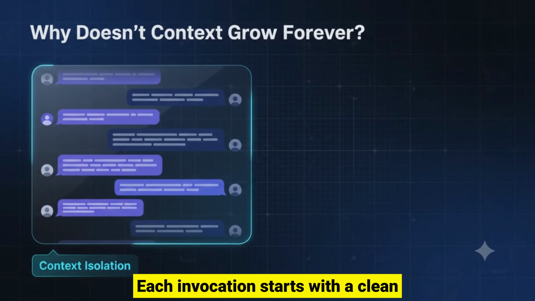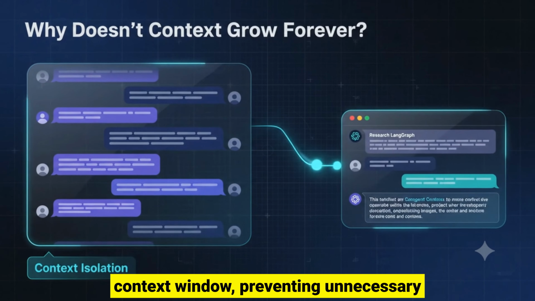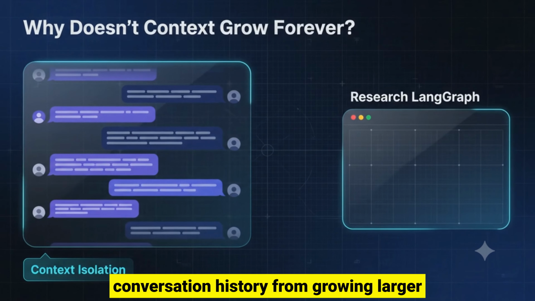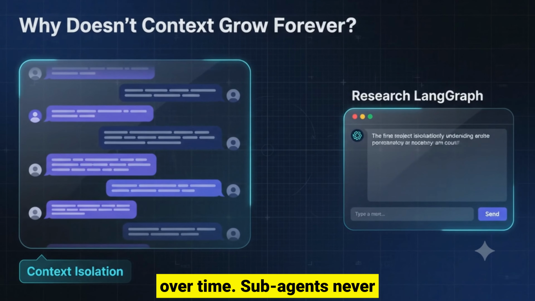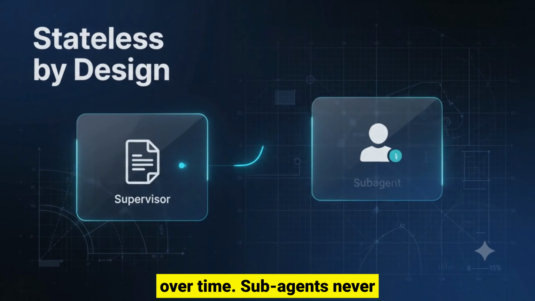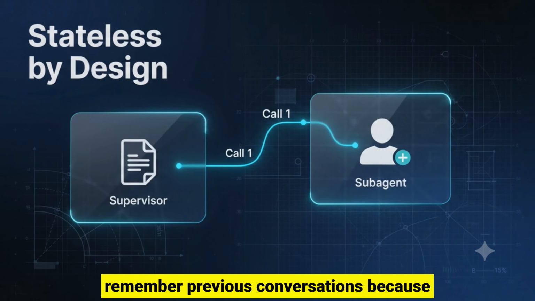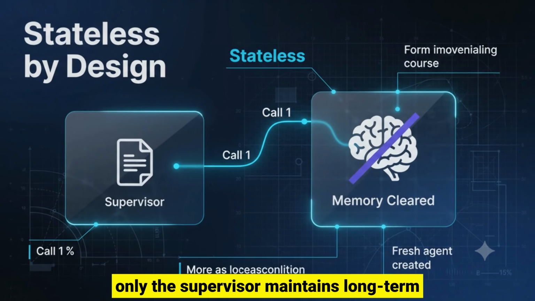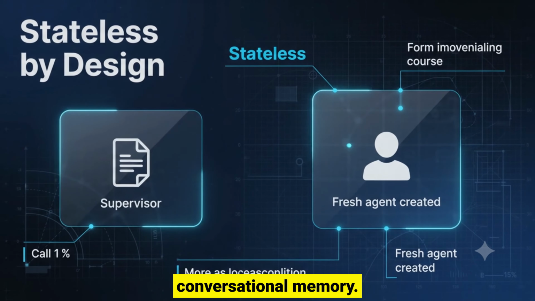Each invocation starts with a clean context window, preventing unnecessary conversation history from growing larger over time. Subagents never remember previous conversations because only the supervisor maintains long-term conversational memory.